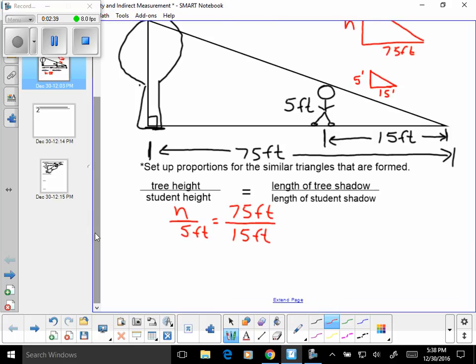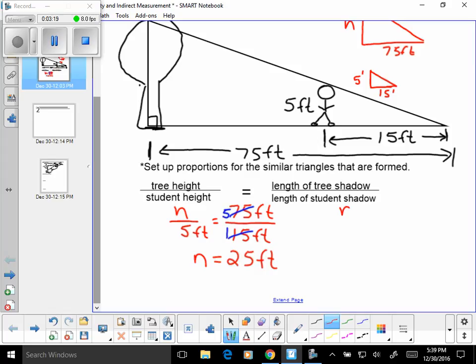I always tell students it's a good idea to really try to reduce things to lowest terms if you can. So I can take 15 into 75 and get 5, and 15 divided by 15 is 1. Notice what I do not do is try to take the 5 from the left-hand ratio and do any canceling or reducing. Remember, I cannot cross an equal sign. Now I can set up a proportion with cross products. 1 times n is n, and 5 times 5 is 25, and I've already arrived at my answer.